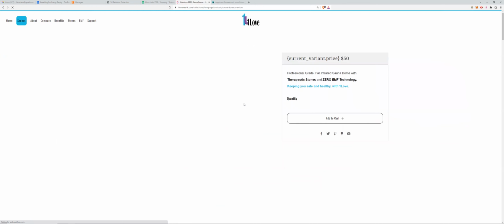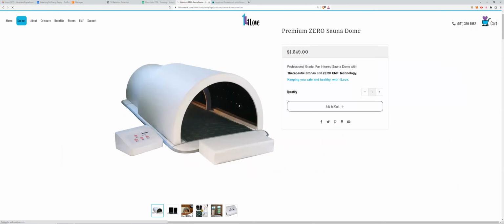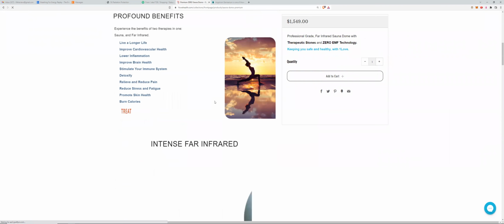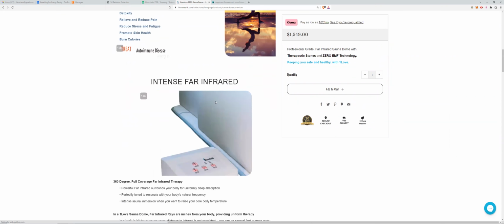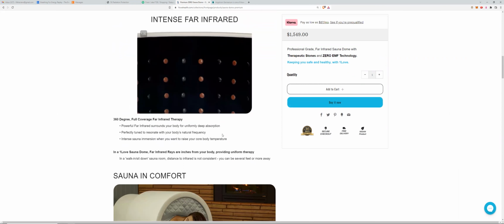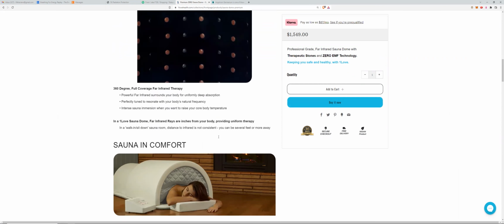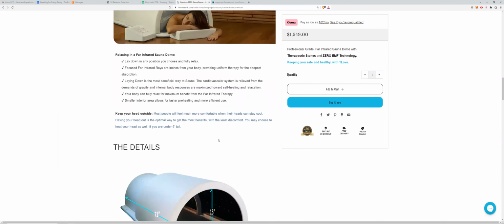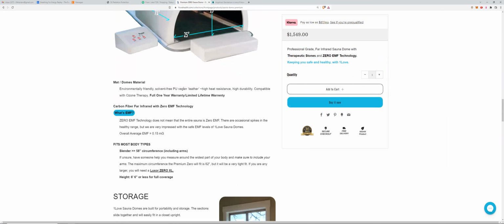Here we go. So we talked about the super low ELF and EMF, which is unusual. We talked about the gemstones on top of the carbon emitters, which is unusual. And the other thing that makes it unique is right here. Do you see this right here? Environmentally friendly, solvent-free, PU, vegan leather, heat resistance, high durability.